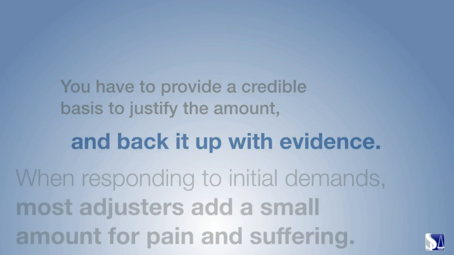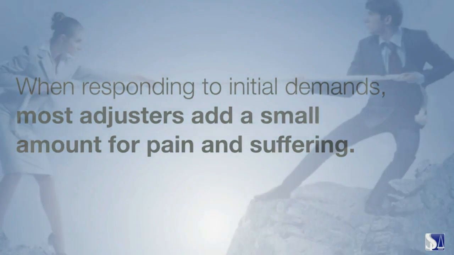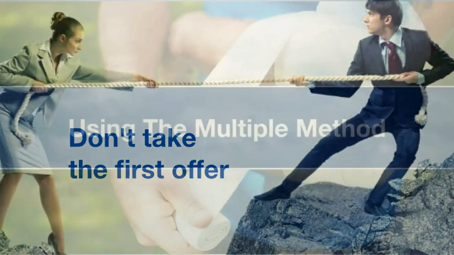When responding to settlement demands, most adjusters expect to add a small amount on top of the special damages to cover pain and suffering. An inexperienced claimant might accept that amount and move on. Attorneys and informed claimants aren't as quick to take the first offer. They know persuasive arguments can raise pain and suffering amounts. Here's a method that is commonly used and can be helpful. It's called the multiple method.